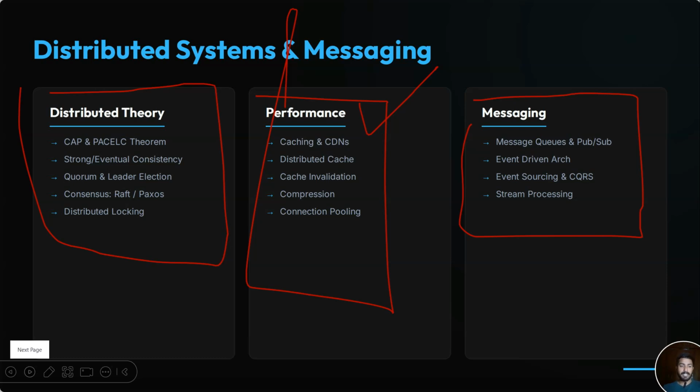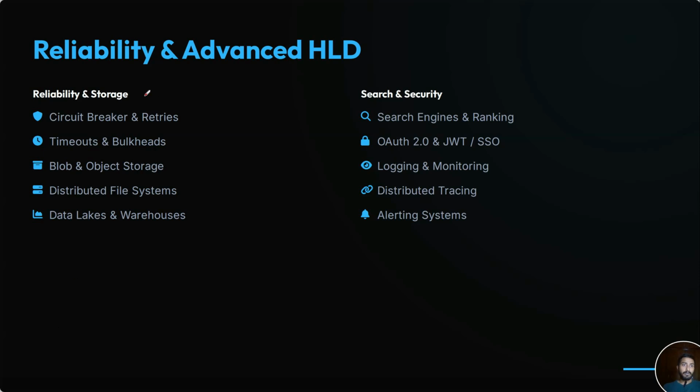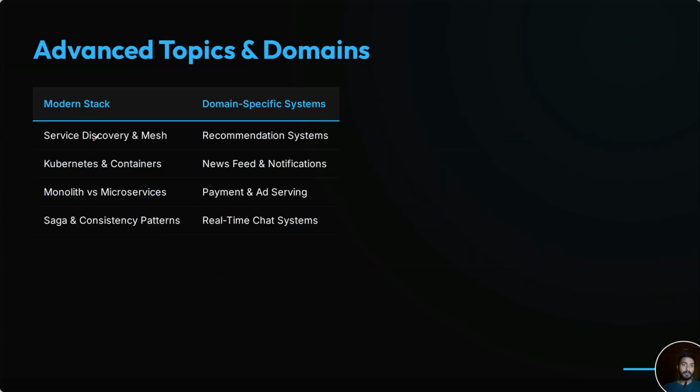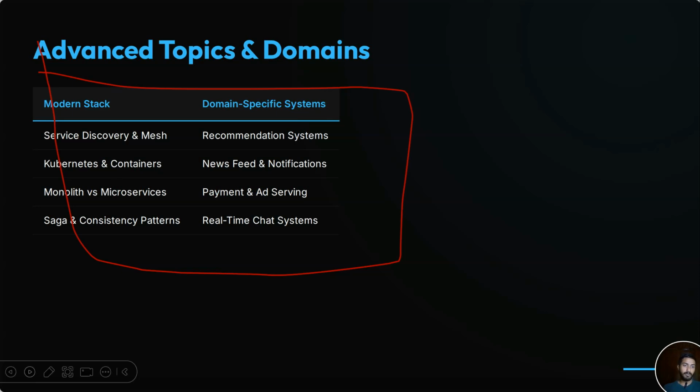Once we are done with HLD, we will go to a few more topics about reliability and advanced HLD. You can go through these. At this point of time, I'm not covering all of this one by one, but you can read what we are going to cover one by one in this course. Once we are done with this, we will move to a few more advanced topics about modern stacks and everything. You can go through this as well, because these are things you need to understand before we move forward.